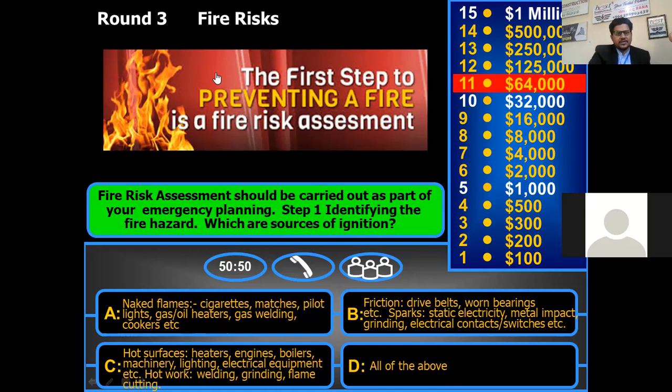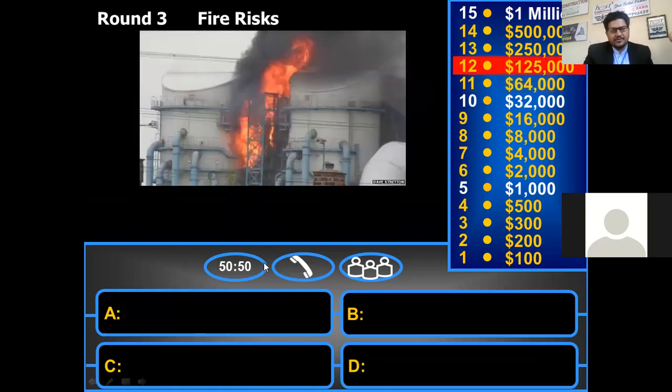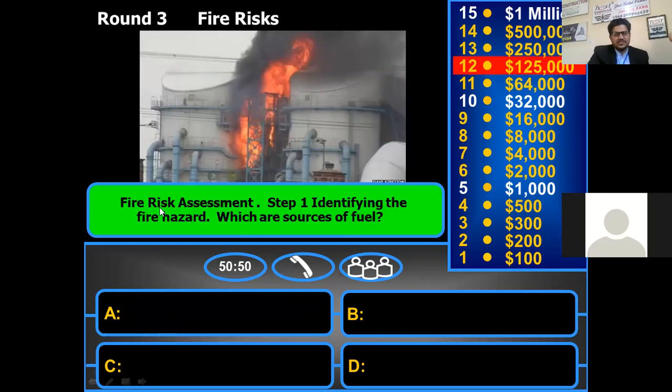Okay, maybe you'll go with D, and Mr. Yusuf, you too with D. So D is the right answer, mashallah. Brilliant. Now the next question, look at the picture first. Fire risk assessment. Step one is identifying the fire hazard, which are sources of fuel. So previous question was relevant to ignition, and now we are talking about the sources of fuel.